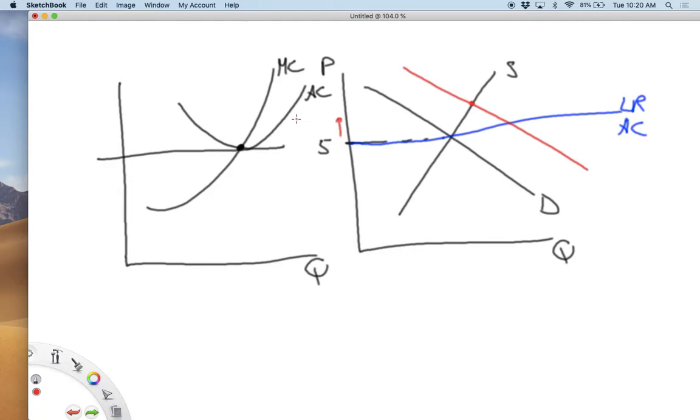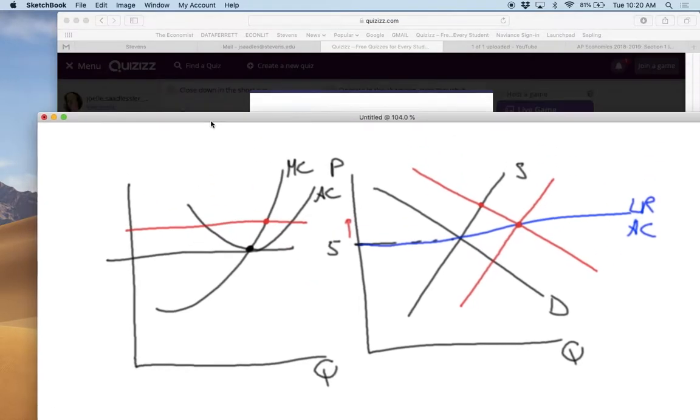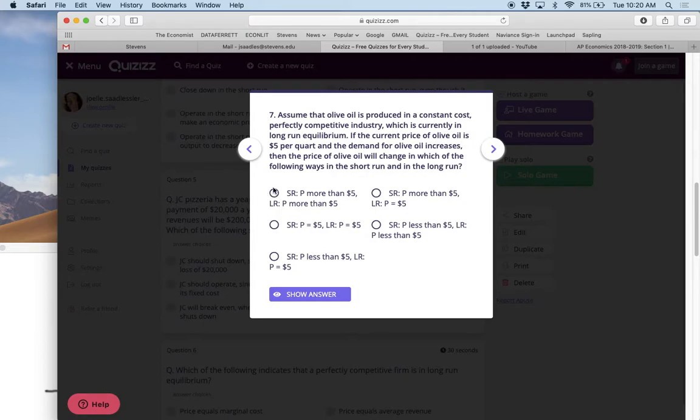In the short run, price will rise. When the price rises, now you'll make a profit. When other people hear you're making a profit, they're going to enter the industry, which is going to drive the price back down to $5. So in other words, the price will go up and then it will go down. Okay? So in the short run, price will be more than $5. In the long run, it's going to be $5. So this is the answer. Short run price more than $5, long run price is $5.